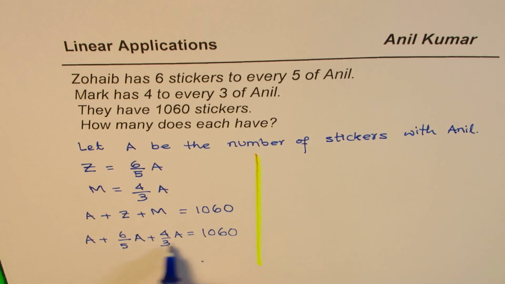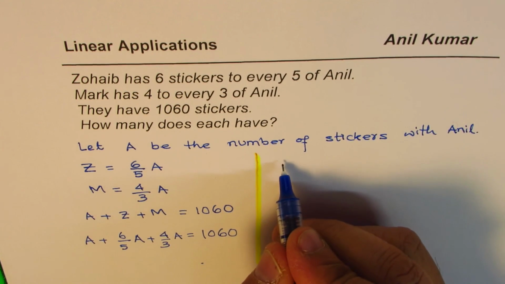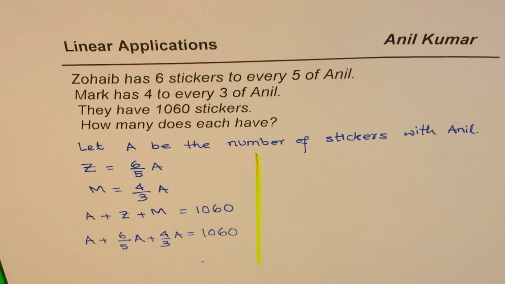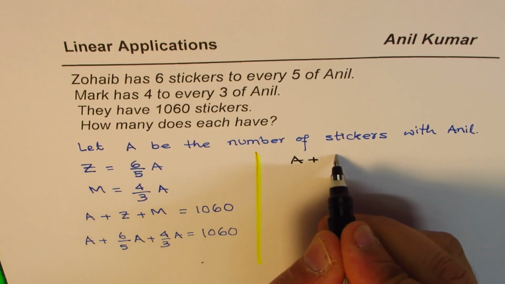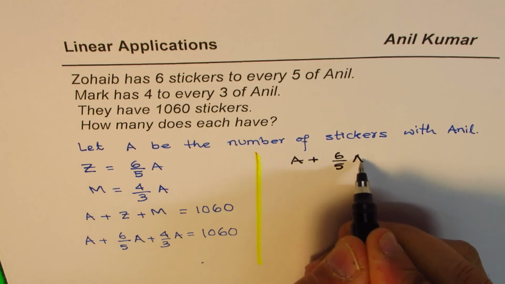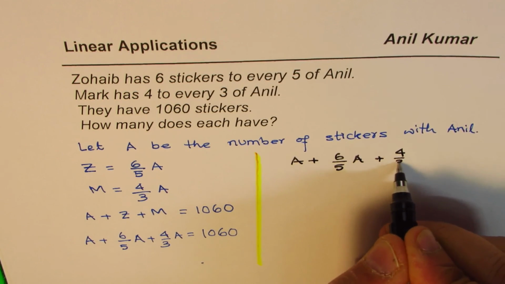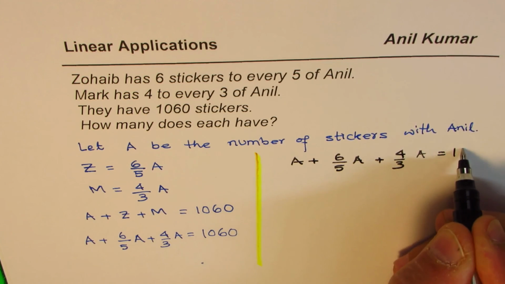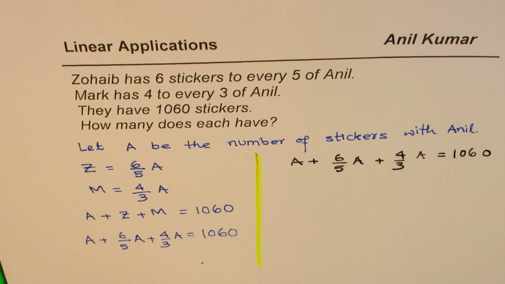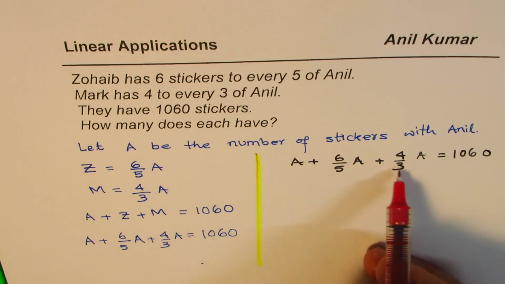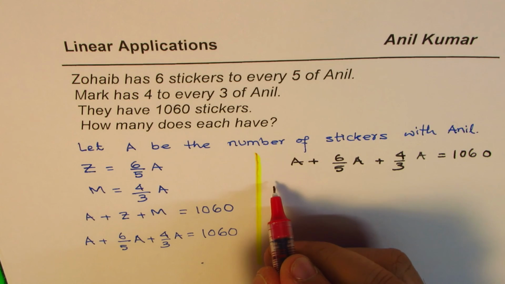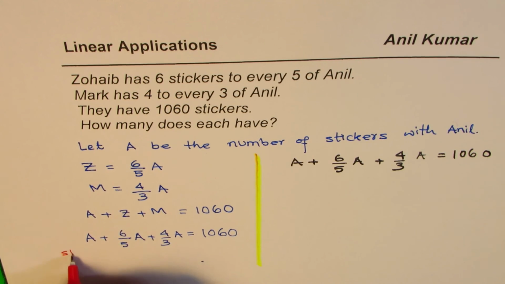Let us see how to solve this equation. That is also tricky at times. So let me rewrite this equation here on the right side. It is A plus 6 over 5A plus 4 over 3A equals 1060. Right? That is the equation which we need to solve. Now you'll see there are a lot of fractions, and that is the difficulty. This question is kind of difficult because of these fractions involved. So the strategy here is, let me write the strategy here.